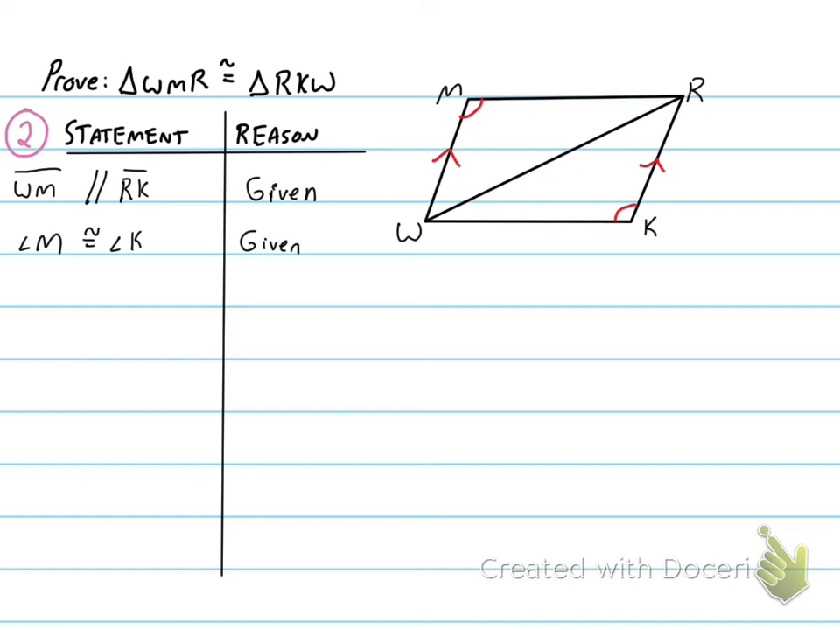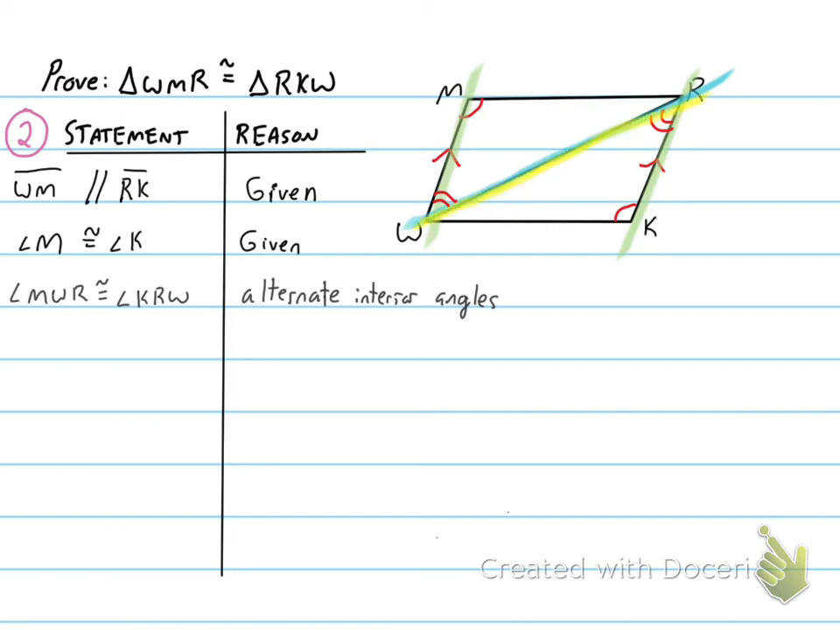Looking at that information, the parallel lines are going to help me create an angle pair here. So these are my parallel lines. I could look at WR as a transversal. I'm able to say that angle MWR is congruent to angle KRW because they're alternate interior angles. So now I have two angles marked congruent. Finally, I can see that both of these triangles share side length WR. That's where the reflexive property comes in. I could say that WR is congruent to WR, congruent to itself, by the reflexive property.